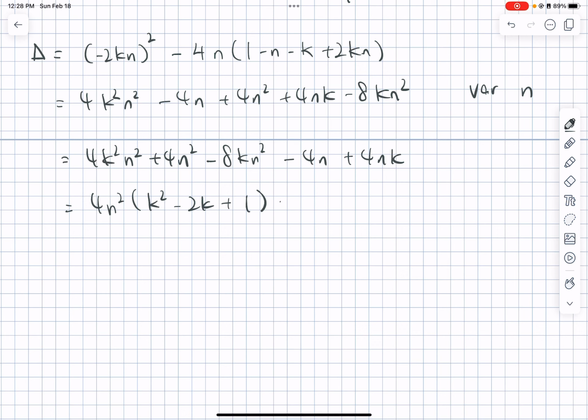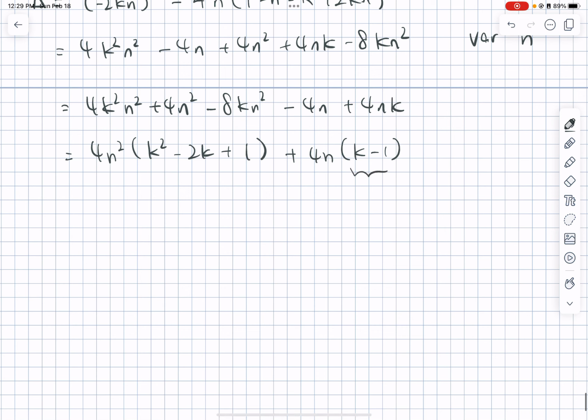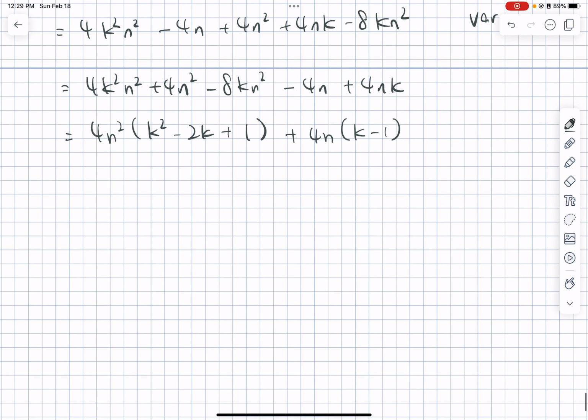and minus 4n, we should factor out 4n, so k minus 1. We just moved the negative sign inside the bracket and reversed. So instead of n(1 minus k), it's n(k minus 1). So we notice that in the first part here, this is a perfect square. This is equal to k minus 1 squared.